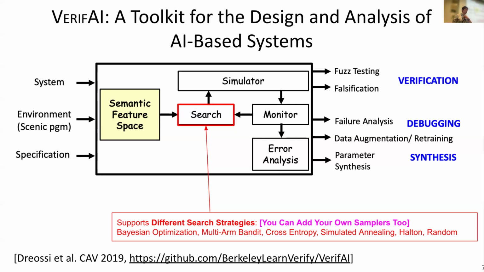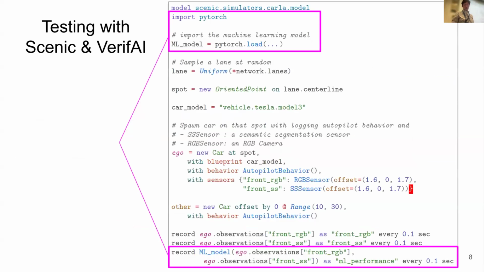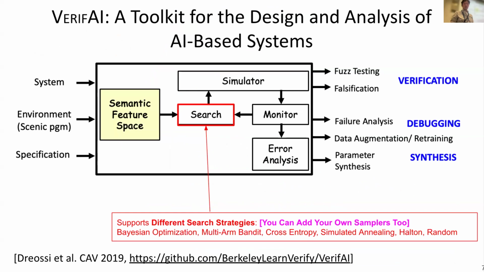So actually, Eric has a prototype extension of Scenic where you can now write the specification in the Scenic program also. So not just the specification of the environment, but also the system level spec, and have that be turned into a cost function, etc.